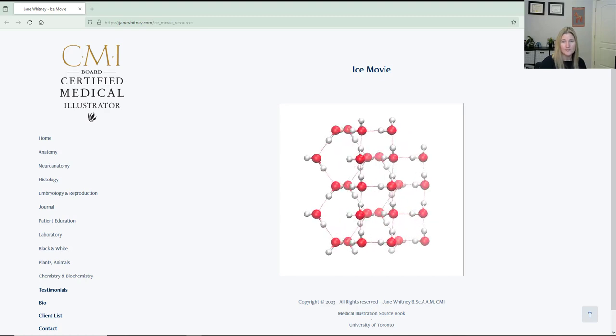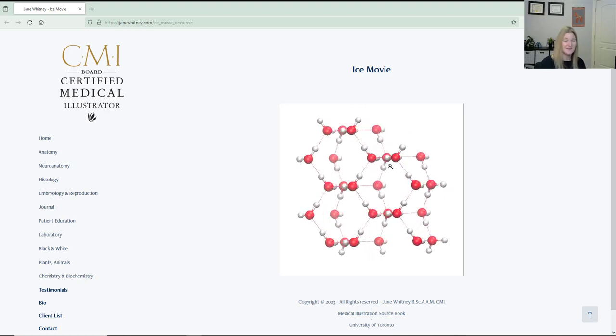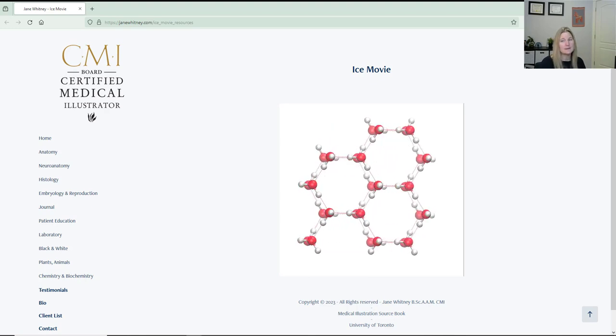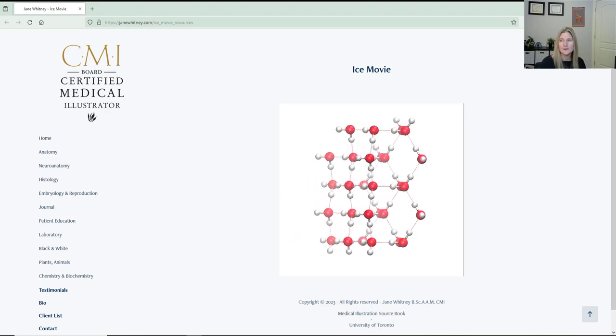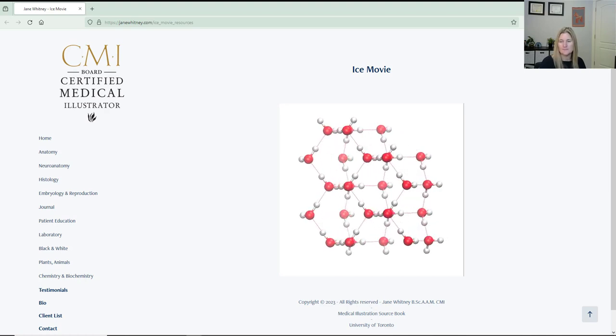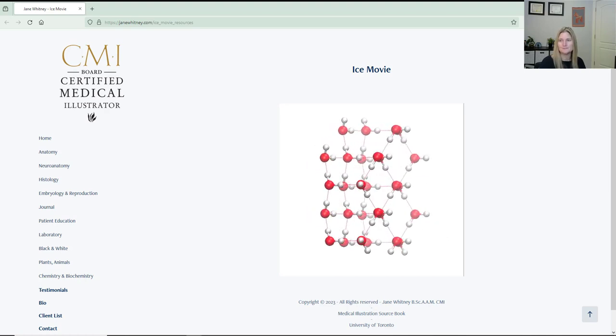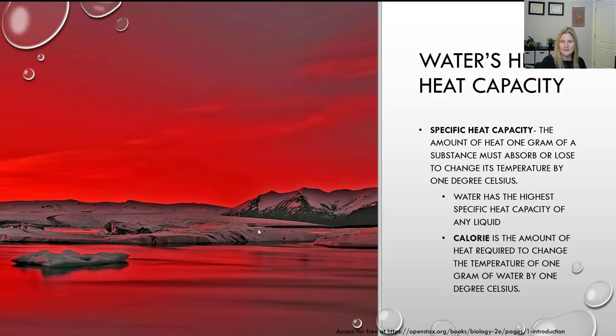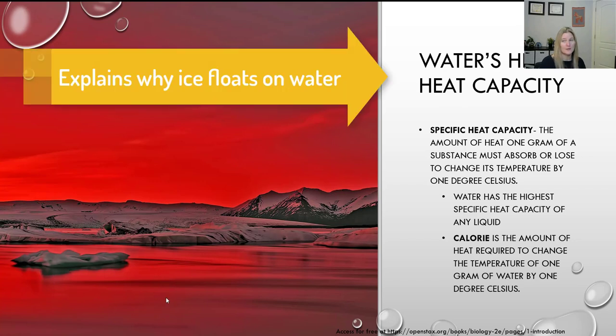Okay, so the solid form of water is going to be less dense than the liquid form of water. So that's something that's kind of unique with our water, and it's why water is a unique requirement for life. And that allows ice to float on top of liquid water.